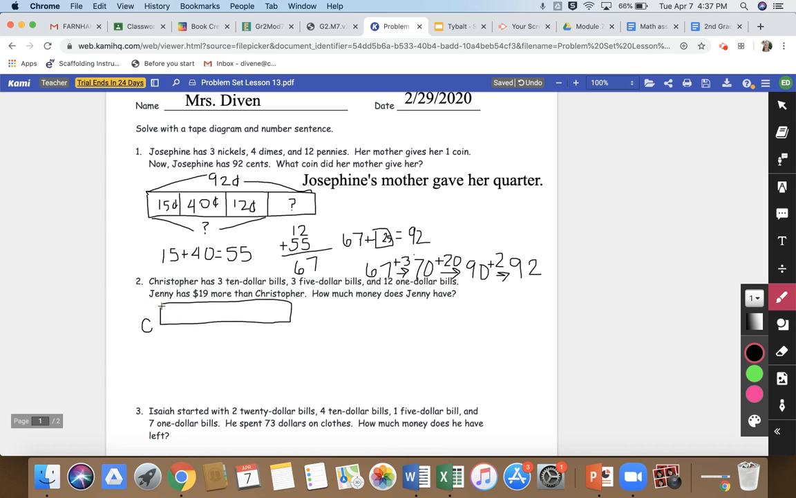It says he's got three $10 bills, so $10, $20, $30. He's got three $5 bills, so $5, $10, $15. And he's got 12 $1 bills, and our ones are worth $1 each, so it's just going to be $12.